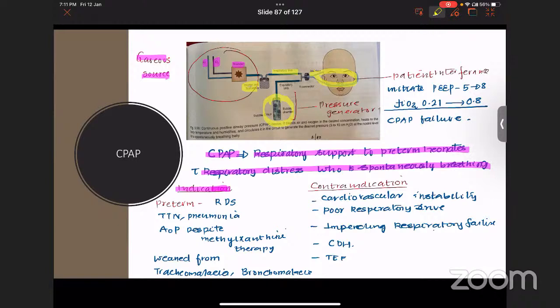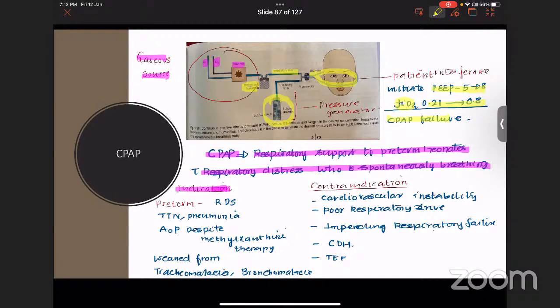So you always initiate PEEP with 5. You can go up to 8 centimeter of water. And the FiO2, that is fraction of inspired oxygen, can start from 21% till 80%. Even after giving PEEP of 8 and FiO2 of 80%, if the respiratory distress is not settling, then this is known as CPAP failure.